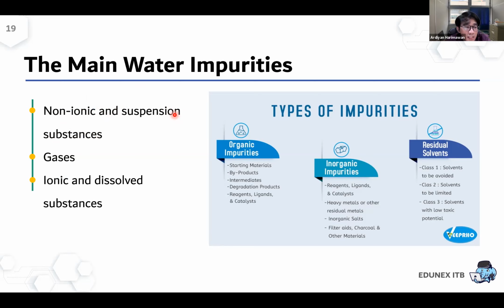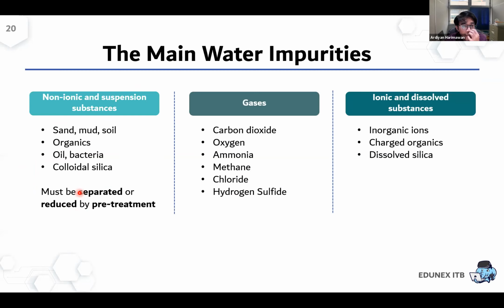Jadi padatan-padatan tersuspensi. The second one is in the form of gases. The other one is in the form of ionic and dissolved substances. Okay, maybe we can see from this table. Yeah, for the non-ionic and suspension substances, they can come from sand, mud, soil. I think yeah, it's easy to understand.